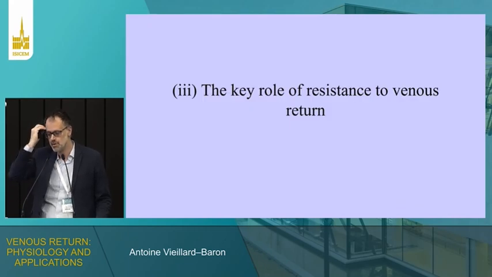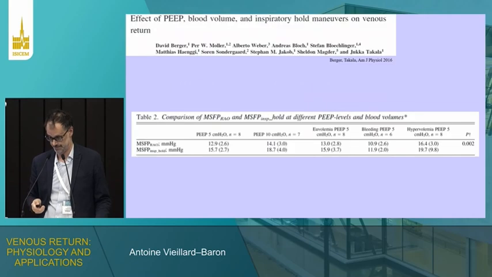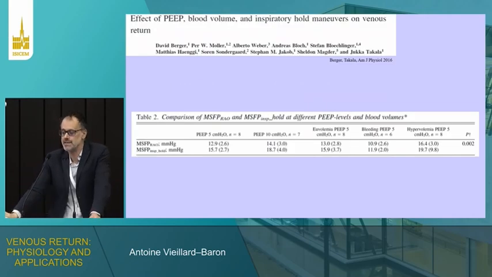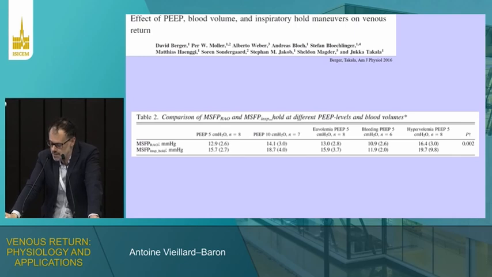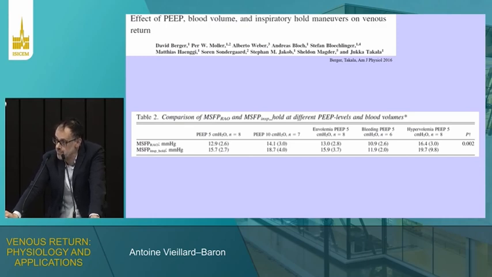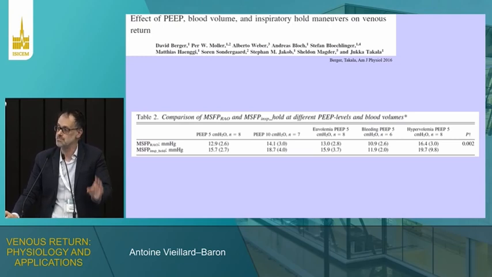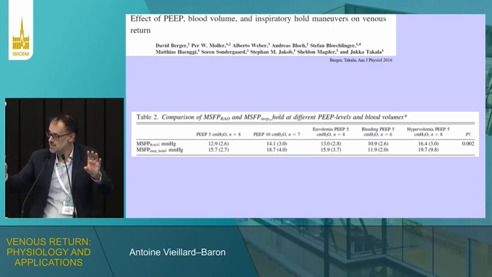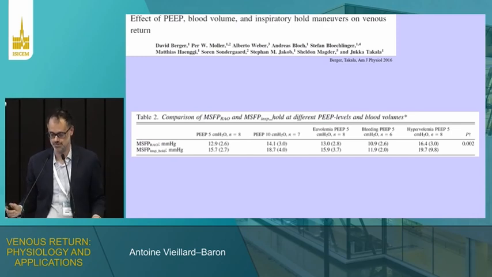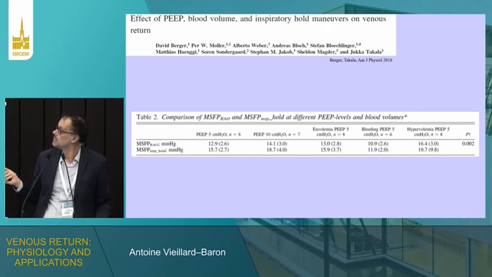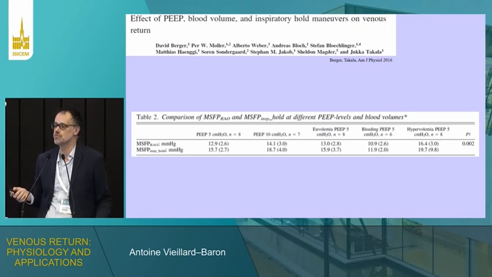So what about the key role of the resistance to venous return? Just to show you that things are a little bit complicated. If you remember, I told you that one key parameter of the systemic venous return is the pressure gradient for the systemic venous return, which is the mean systemic filling pressure minus the intravascular CVP, or right atrial pressure. However, here the authors did a PEEP trial, so they increased the PEEP from 5 centimeters of water here to 10 centimeters of water.